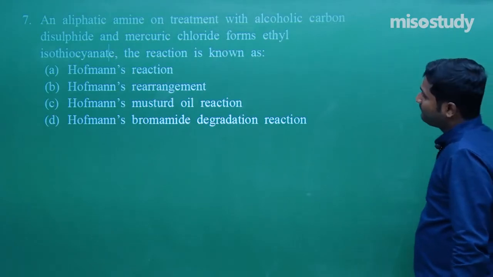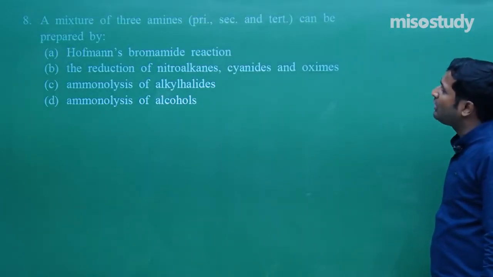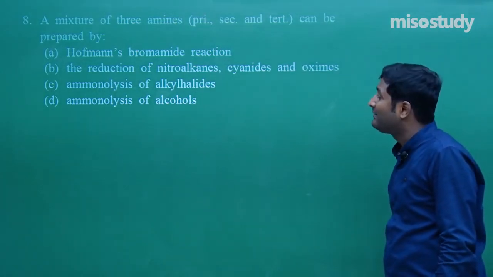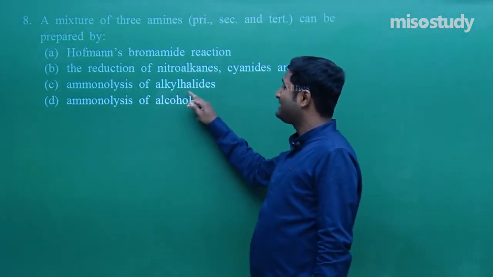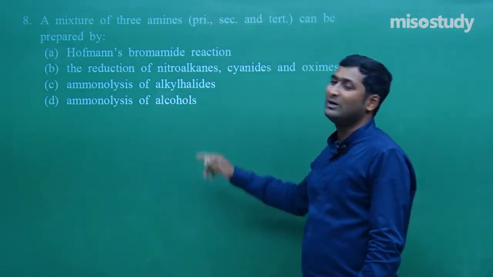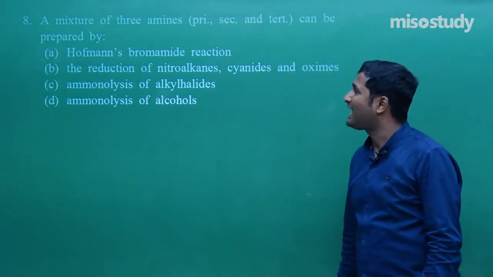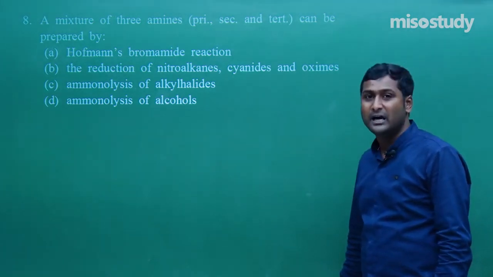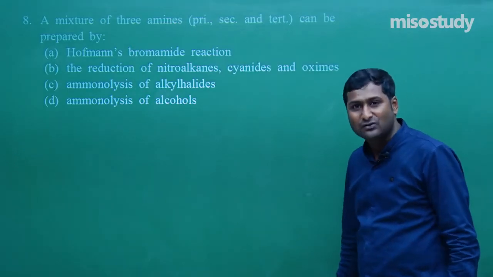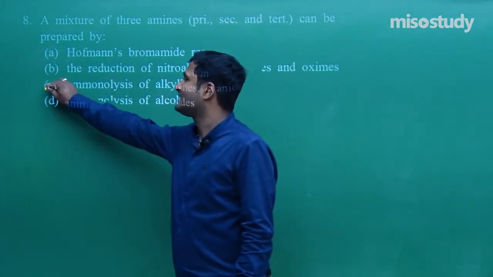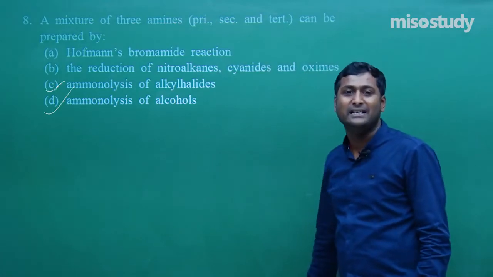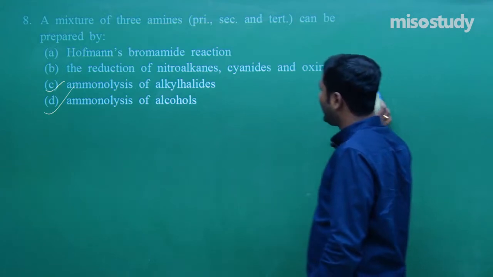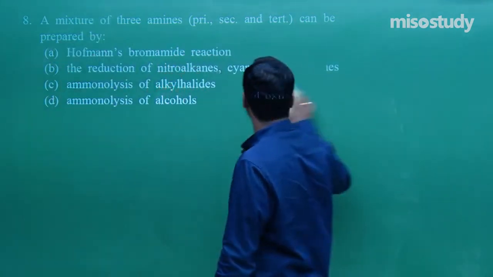Now, question number 8. A mixture of 3 amines can be prepared. Remember this: by ammonolysis of alkyl halides and ammonolysis of alcohol. These are the two methods by which we get a mixture of 3 amines: primary, secondary, as well as tertiary. So question number 8 is a very simple question. C and D are the correct options. Clear to you? Now friend, I am going to rub this part and we'll discuss the next question.